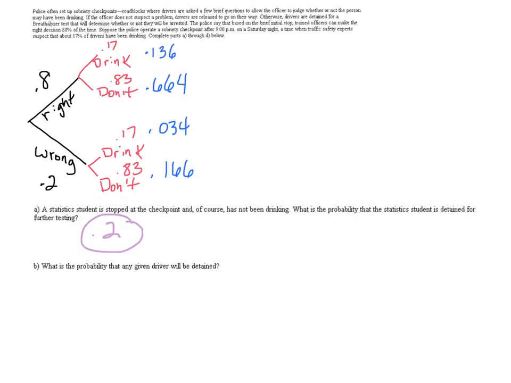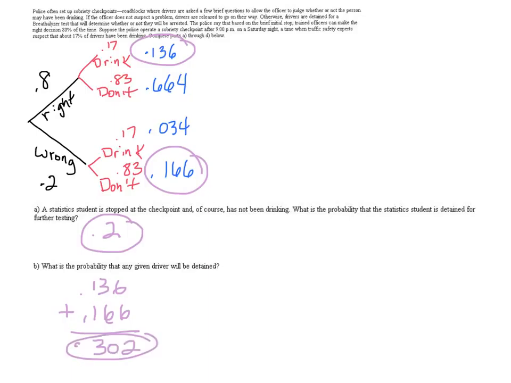Okay, next they ask, what's the probability that any given driver will be detained? Okay, so if the cops are right, they will detain people that are drinking, so that's 0.136, plus sometimes they will incorrectly detain people that are not drinking, so 0.166, add those up, and we get 0.302.